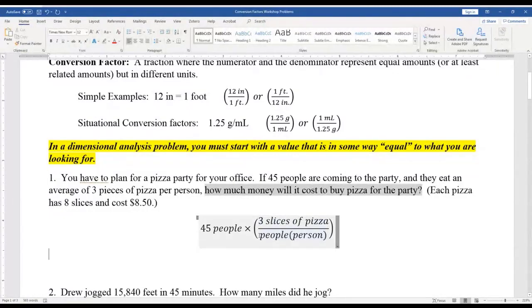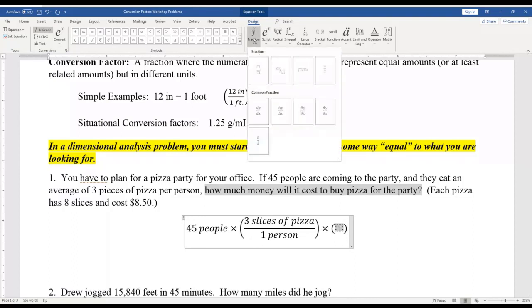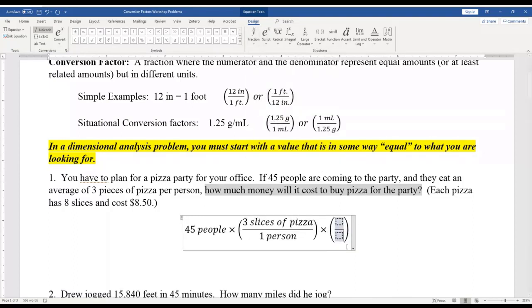Okay. So next, person has now canceled out. I'm still trying to find the cost. I'm not there yet. And so what unit is going to have to come on the bottom? Well, the same one that was previously up on top. Slices of pizza.